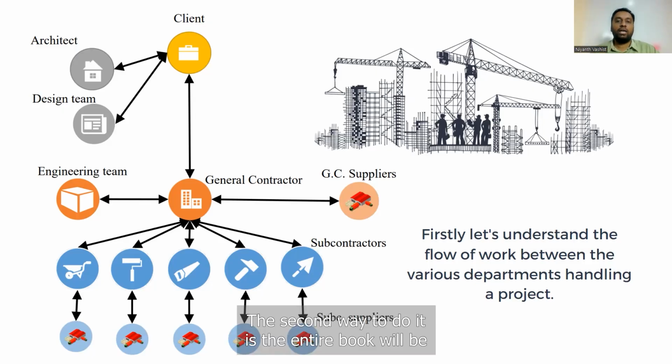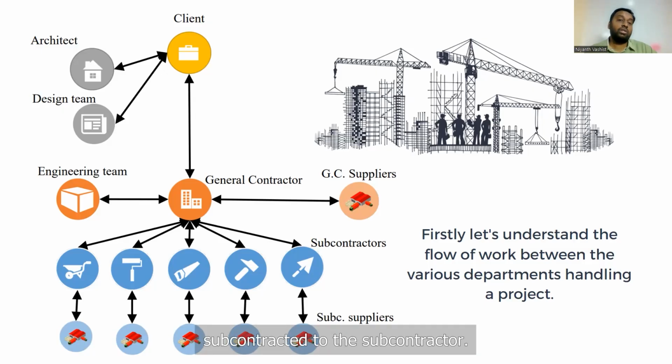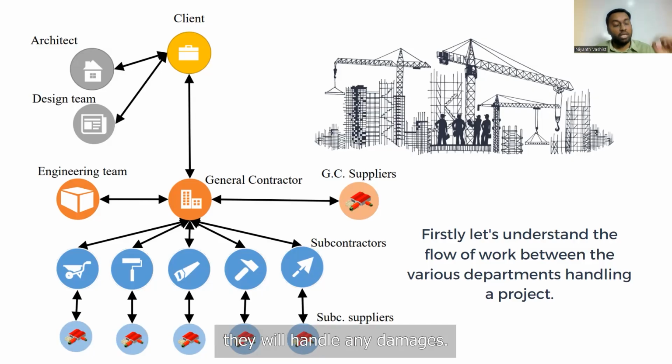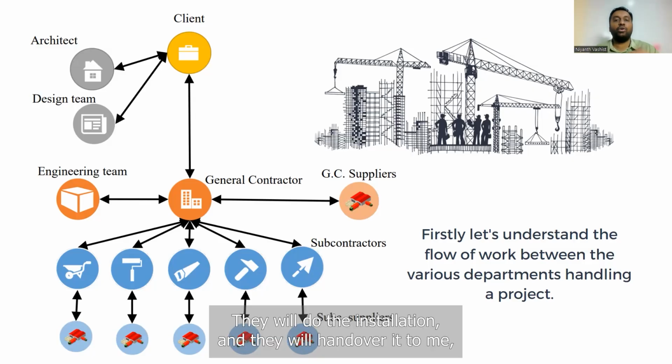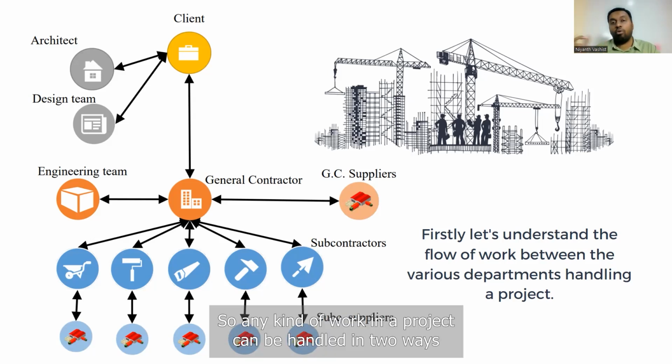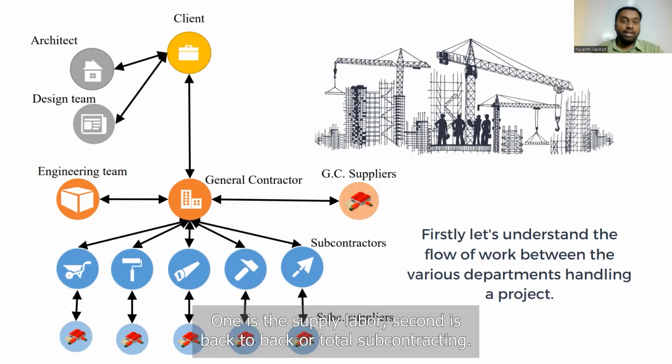The second way to do it is the entire fall ceiling work will be subcontracted to the subcontractor. So they will get the material, they will handle the wastage, they will handle any damages, they will do the installation and they will hand it over to me, which is the general contractor. So any kind of work in a project can be handled in two ways with the general contractor. One is the supply labor, second is back-to-back or total subcontracting.